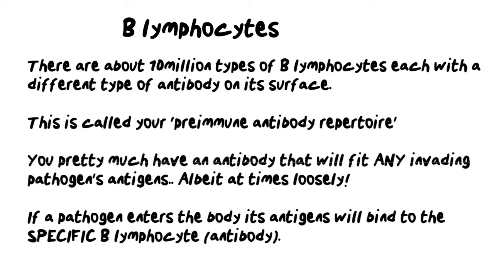Humoral immunity involves B lymphocytes. Now you're born with about 10 million types of B lymphocytes, each with a specific antibody on its cell surface. So you've pretty much got an antibody that will fit any invading pathogen's antigens, albeit sometimes a little loosely, and depending on how well the fit is will depend on your body's ability to respond. This is called your pre-immune antibody repertoire. So if your body is infected with a pathogen, you will have the antibodies which will bind to its specific antigens.